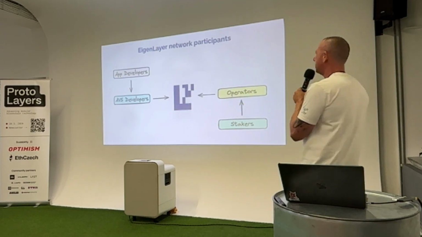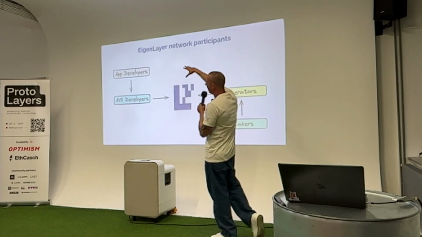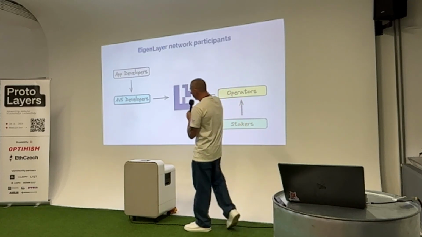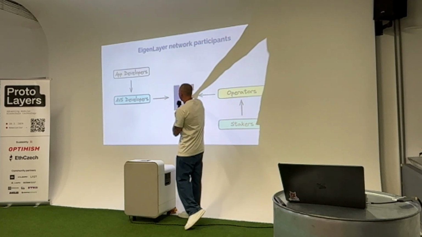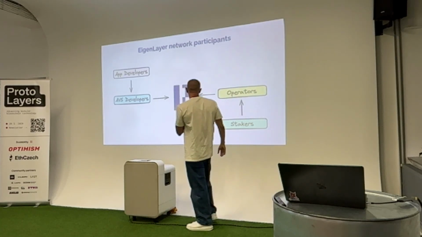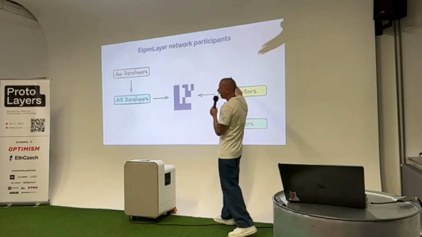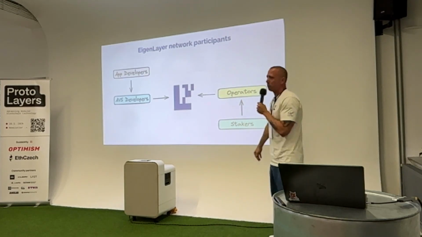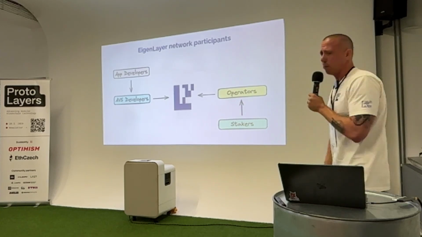So what are the network participants? It looks like this. You have EigenLayer in the middle. You have application developers that are using different AVSs. And the AVS developers are interacting with the EigenLayer contracts. The operators are running the AVS services. And then you have stakers that are opting into different operators, and the stakers can choose which operators they want to opt into.